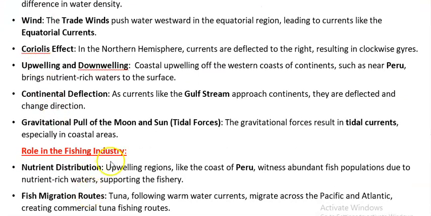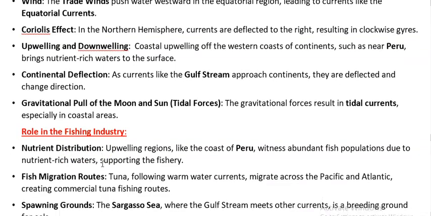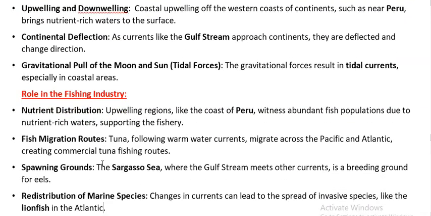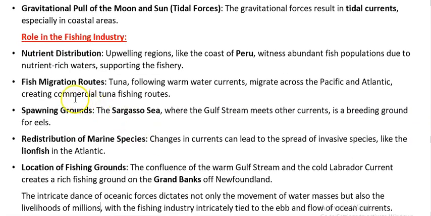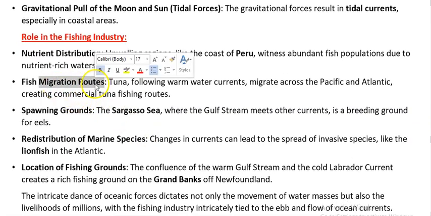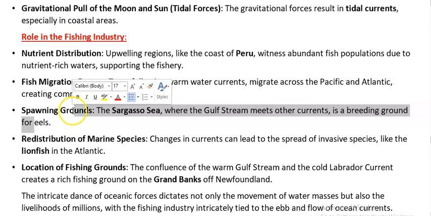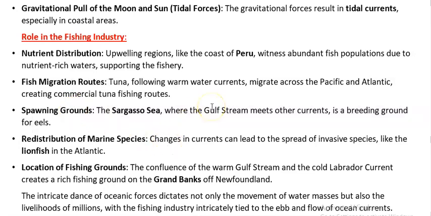Then we'll start saying about the fishing industry. Begin with the nutrient distribution from the Peru region. Then you can talk about, apart from bringing fish to one particular area, it is taking fish away as well. That means it is causing fish migration. You talk about the tuna migration in Pacific and Atlantic, that is creating commercial fishing routes. Apart from the creation of fishing routes, it is causing the breeding ground in the Sargasso region, etc., where Gulf Stream and other currents meet. It's the breeding ground for eels.